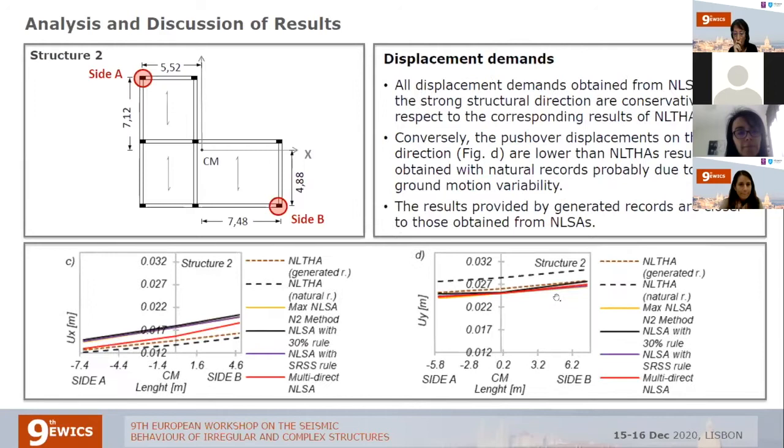For structure two, the displacement demands reveal that all displacement demands obtained from nonlinear static analysis in the strong structural direction, the x direction, are conservative with respect to the corresponding results of nonlinear time history analysis. Conversely, the pushover displacements in the epsilon direction are lower than nonlinear time history analysis obtained with natural records.